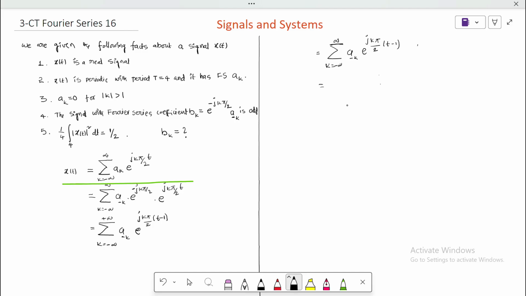So I want to change it. If I change the sign in a_k, I'm taking minus k in place of k. Then automatically k must be minus. So I'm taking this minus here, minus of (t minus 1).